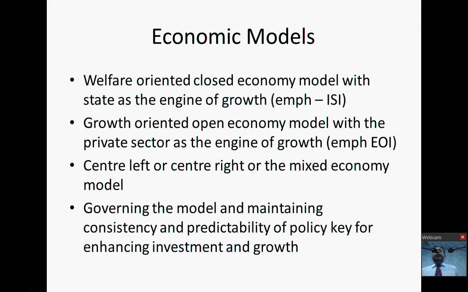Now, this policy fluctuation from time to time was based on economic ideology. We have one type of economic model, which is the welfare-oriented closed economy model, with the state as the engine of growth. So, what is this model? It depends on import substitution industrialization, ISI.